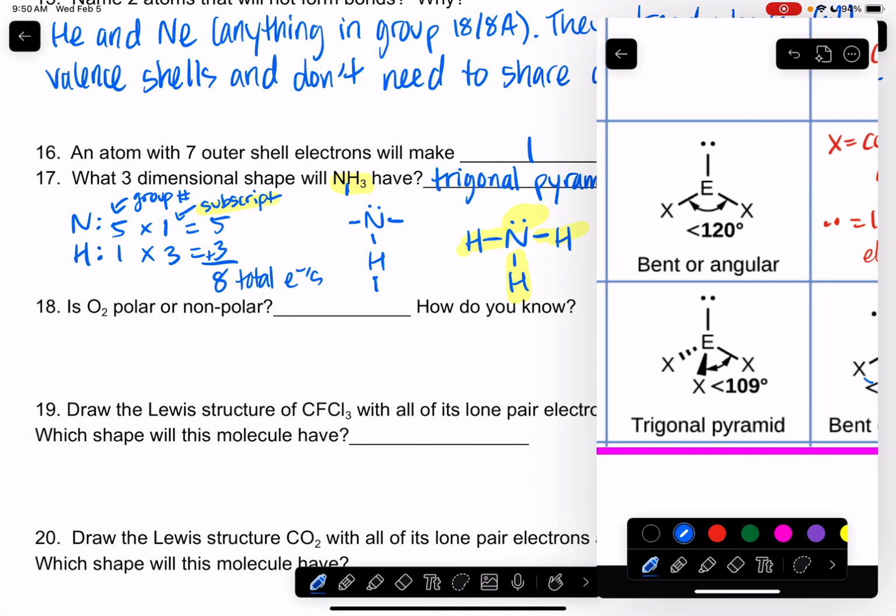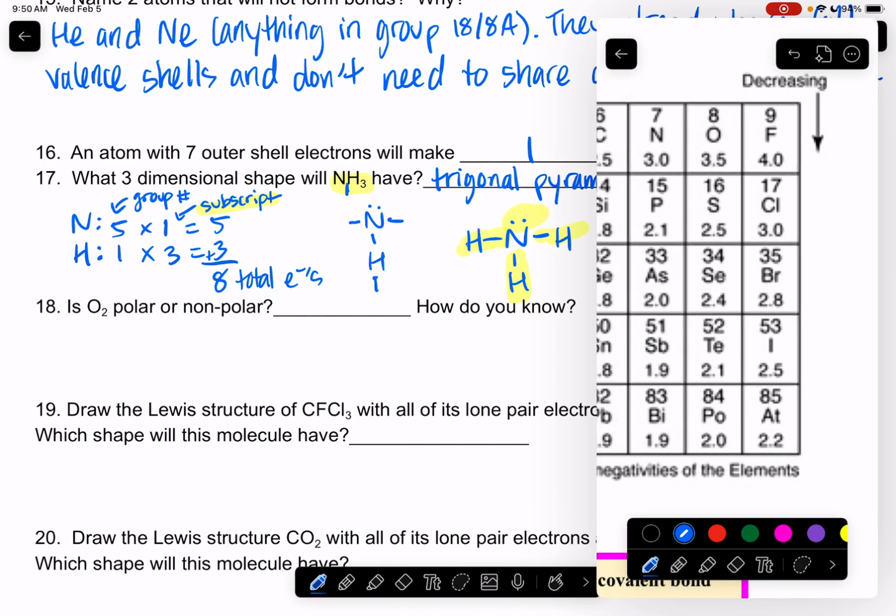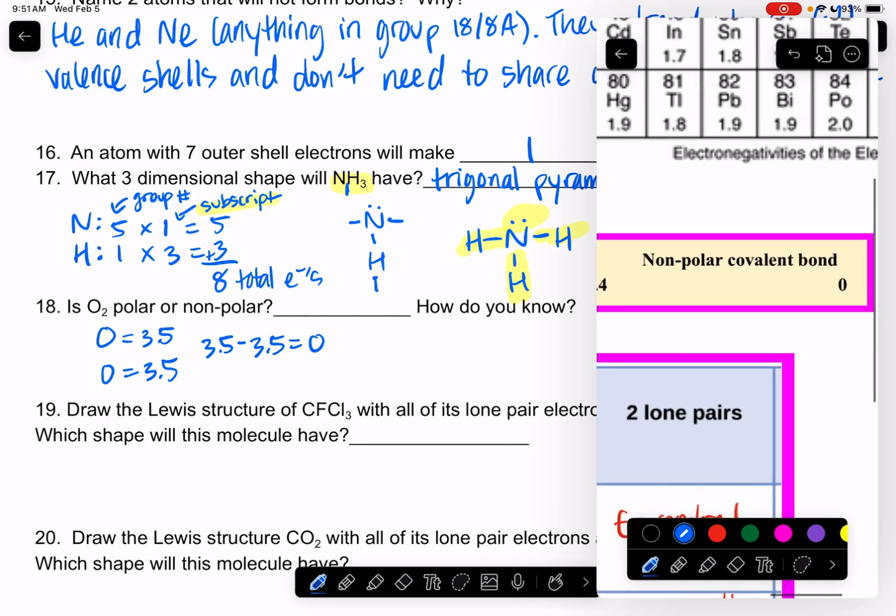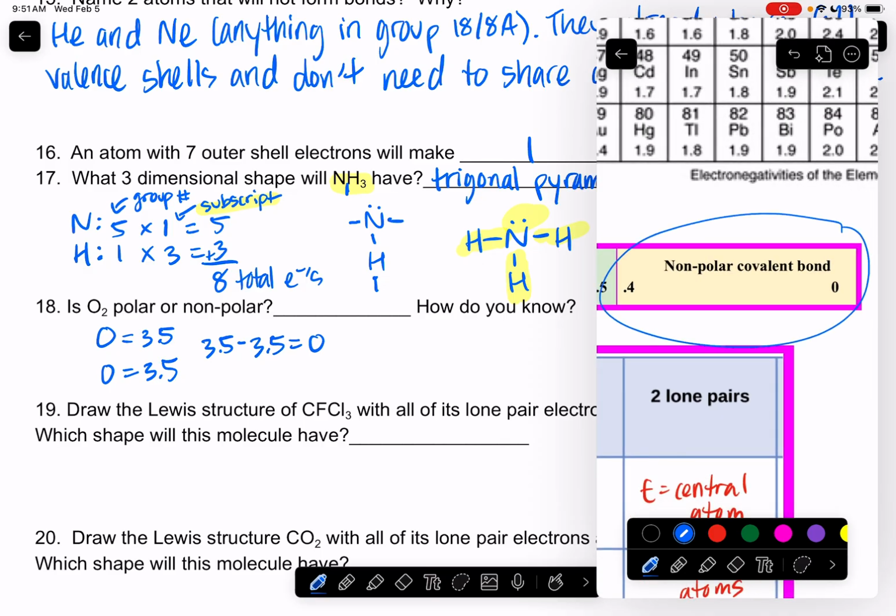All right, next one is O2 polar or non-polar. How do you know? So we're going to do the electronegativity difference. So we got to use this chart, O and O. So O is 3.5, and the other O is also 3.5. So 3.5 minus 3.5, that is equal to 0. And if we look at our chart, it falls here within this range, so it ends up being nonpolar.